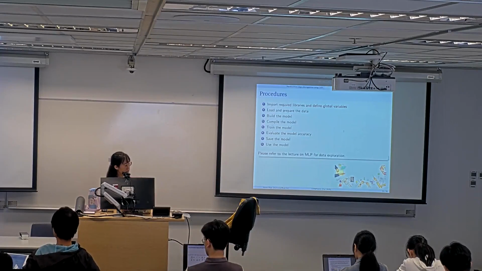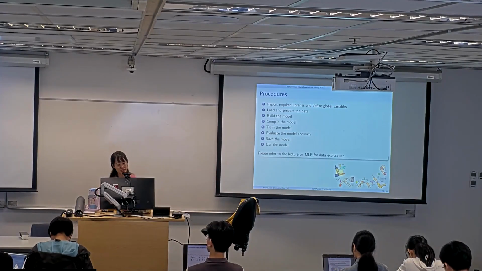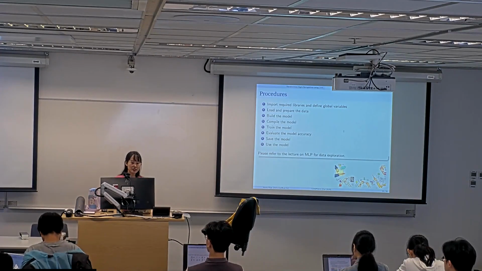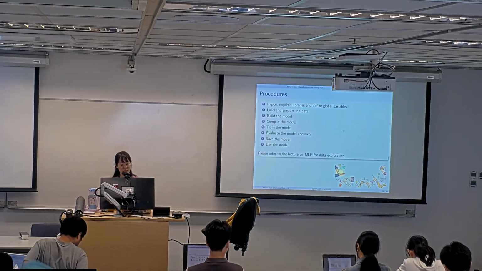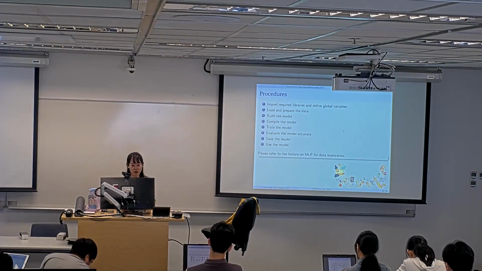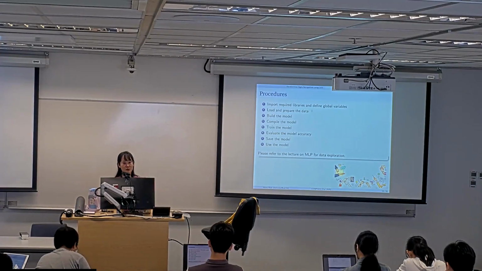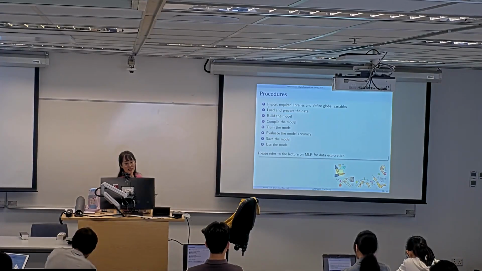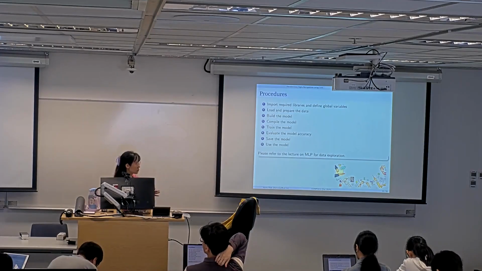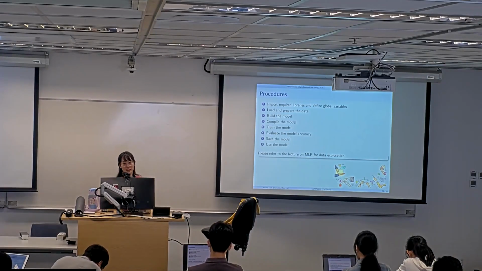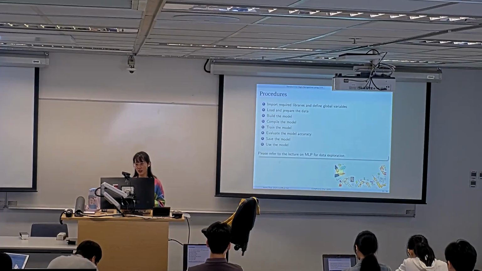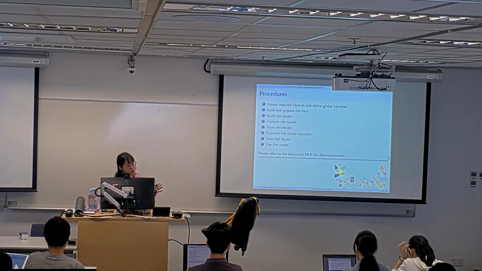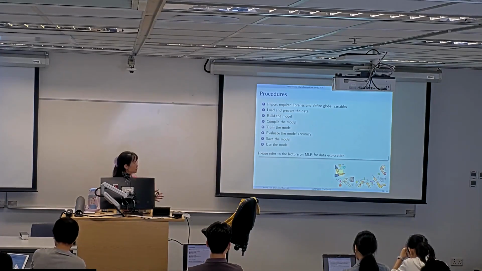Now, the procedure of building a CNN is like this. First, we import the required libraries and define some global variables. This is always the first step. You must have some libraries before you can manipulate the data and the model. Then we load and prepare the data. Note that in this case, we don't do the data exploration because we have done this before. If you forget the data exploration step, you can refer to the lecture on MLP. So here we just omit this step.